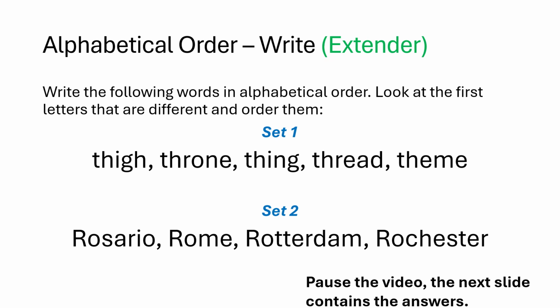Here is an extender for anyone who would like a challenge. Write the following words in alphabetical order. Look at the first letters that are different and order them. Set 1. Thigh. Throne. Thing. Thread. Theme. Set 2. Rosario. Rome. Rotterdam. Rochester. Pause the video. The next slide contains the answers.